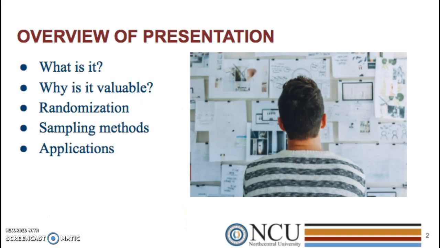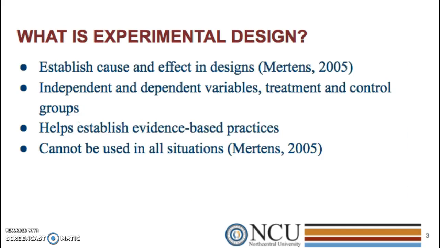In the overview of this presentation, we will cover a variety of topics. First, we will discuss what experimental design is and what makes it valuable in scientific and educational research. Second, we will understand randomization and the different types of randomization in experimental design. Third, we will analyze 3 sampling methods used in experimental design and their applications in real research.